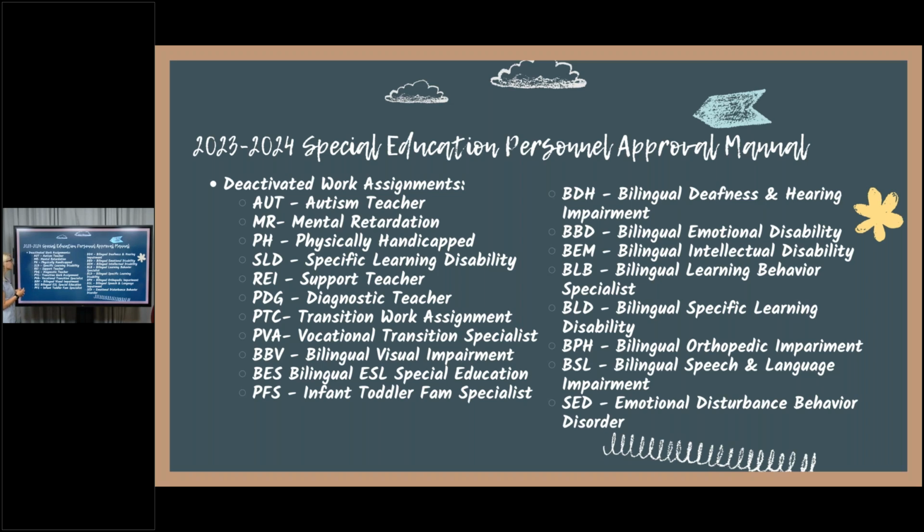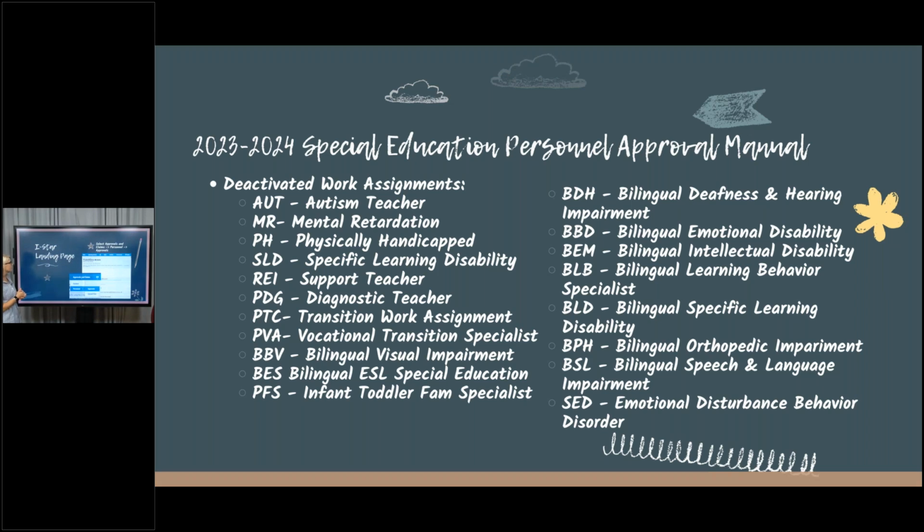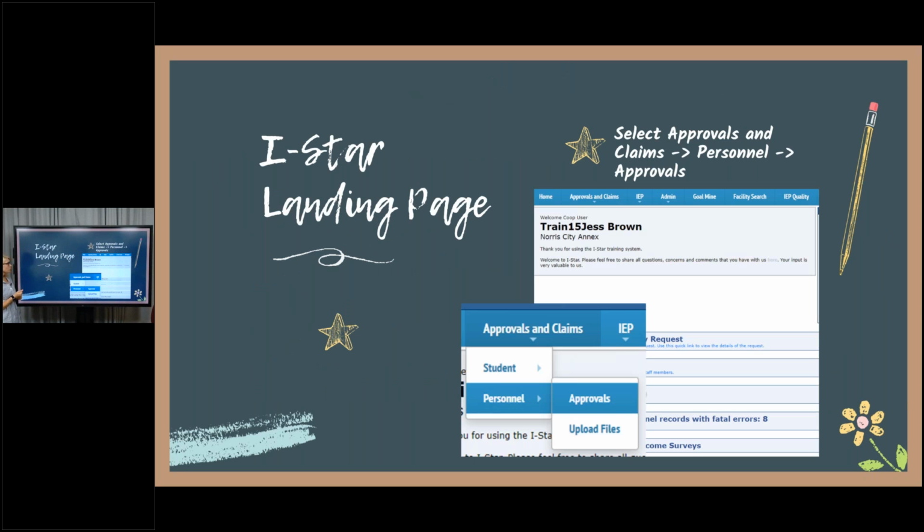So just a glance at what was added, what was removed. To get into your personnel approvals, you'll go to approvals and claims, personnel and approvals. You'll notice there is no claims fly out for personnel. We do not have a claim in iStar for personnel approvals. So there is no longer a claim. We haven't had a claim since the 15-16 school year.